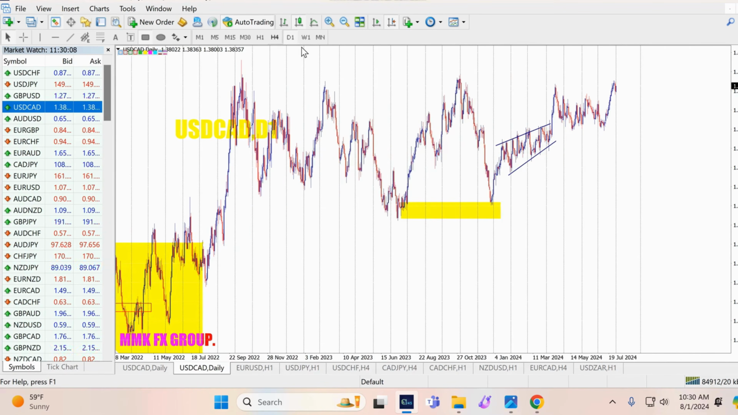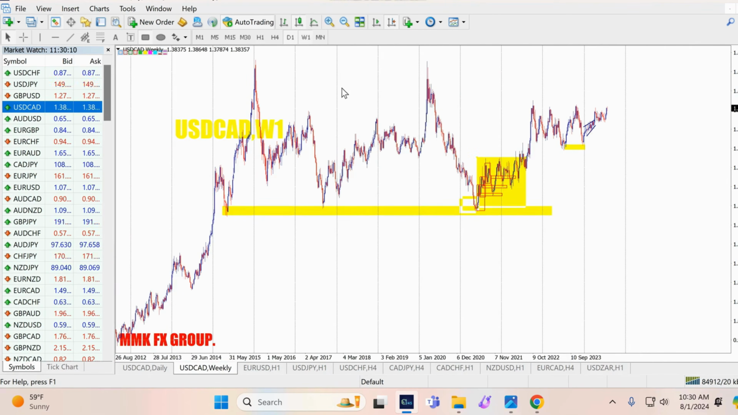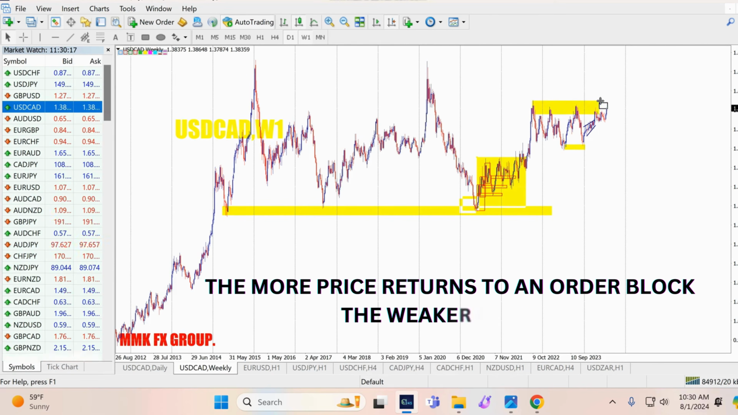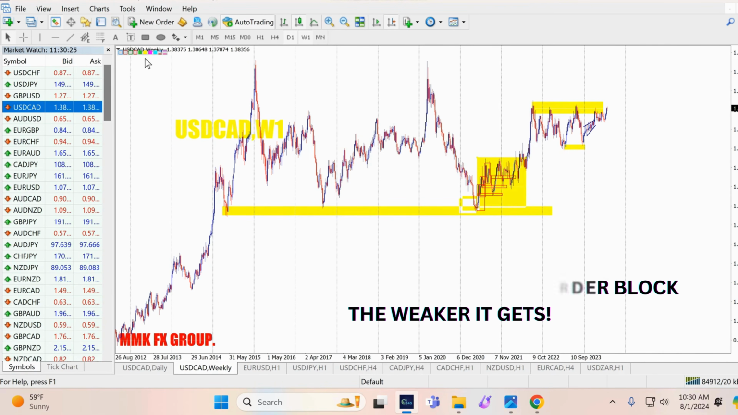But just by looking at the bigger picture, one thing that you need to understand is this supply area right here, right? This is where price has been bouncing off. So this area has been getting hit multiple times, which makes this area very weak, right? Which makes this area very weak. Don't forget the bigger picture.